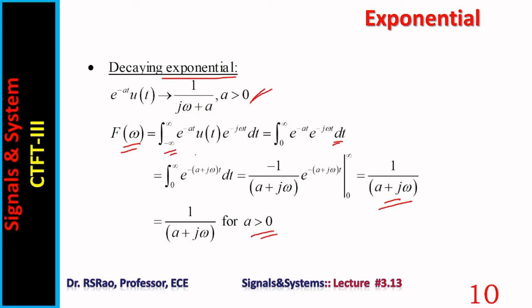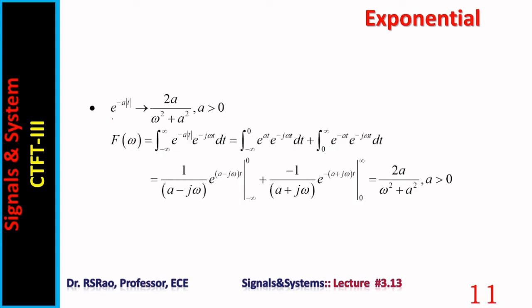Notice the limits, they are changed from minus infinity to plus infinity, to 0 to infinity. The reason is, here the unit step is there. Unit step is 0 for negative values of time. Therefore, from minus infinity to 0, the entire function becomes 0.